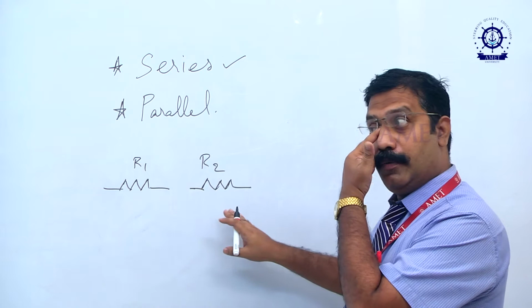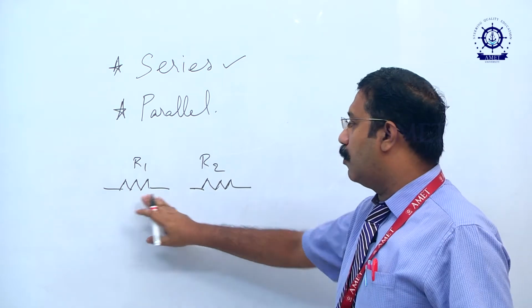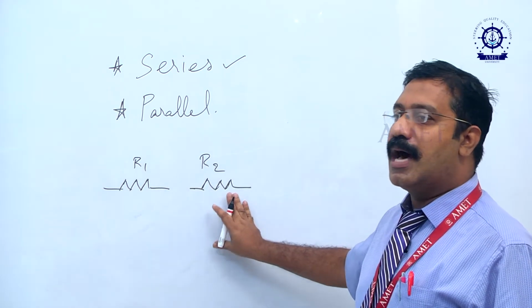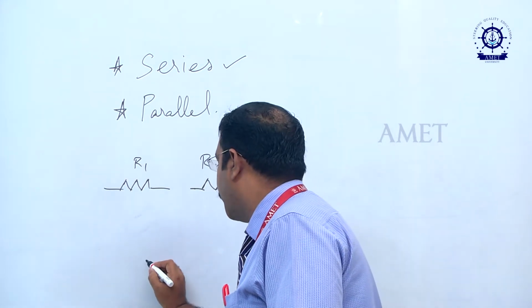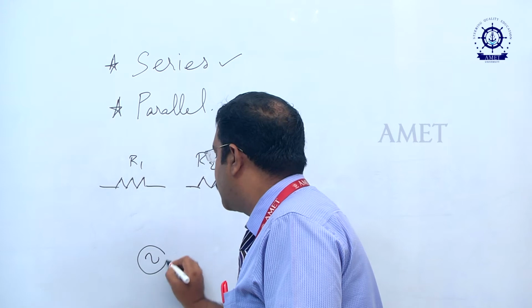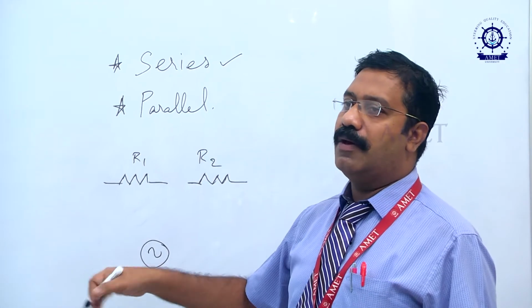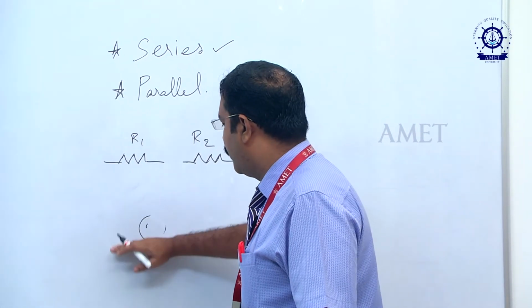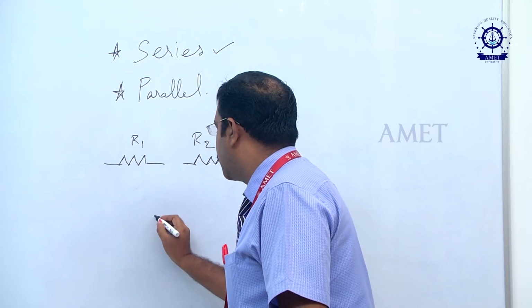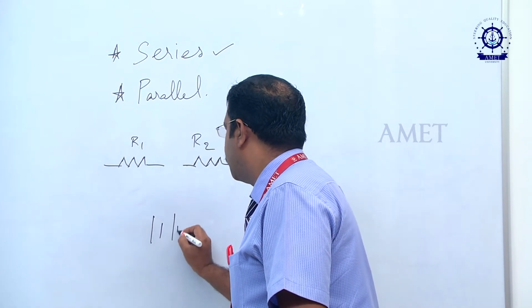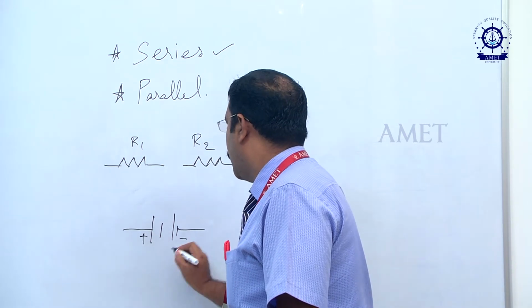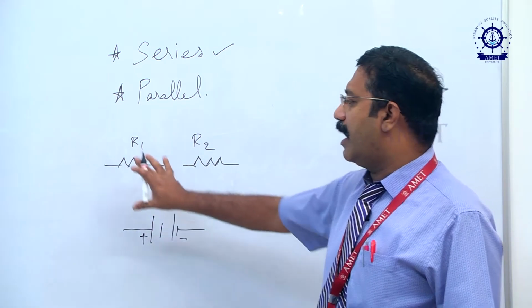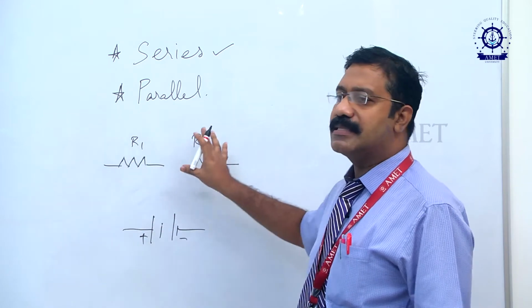Therefore, two loads, one I am mentioning as R1, the second one I am mentioning as R2. How are they being connected? And I have the power supply. Okay, it may be AC power supply or DC power supply, whatever it may be. For simple consideration, we will be taking it as DC power supply. Therefore it is a DC battery or a source. I have resistance R1, I have resistance R2.